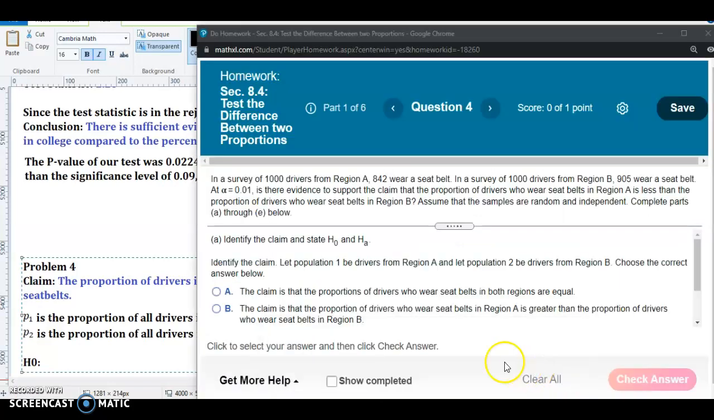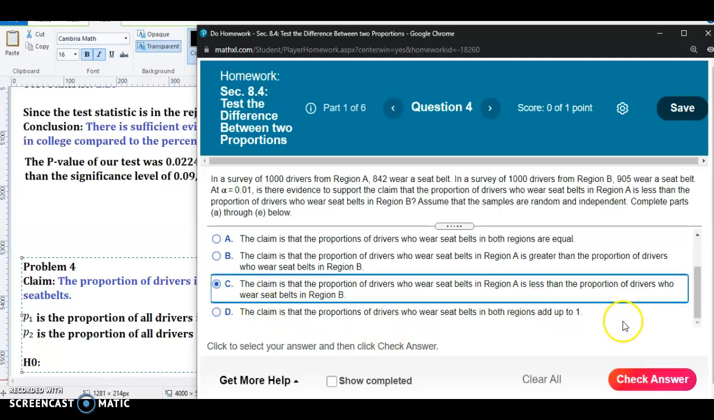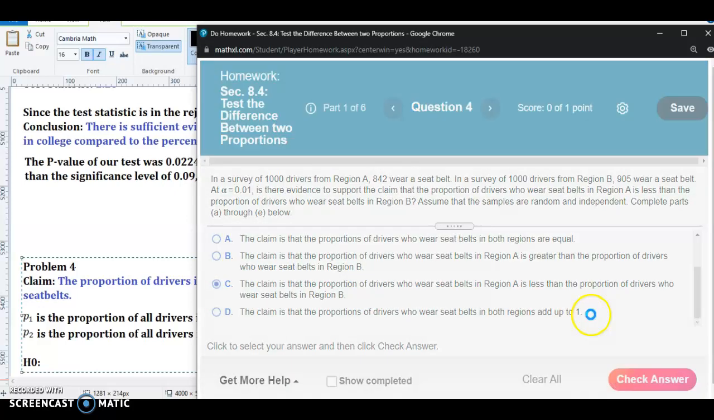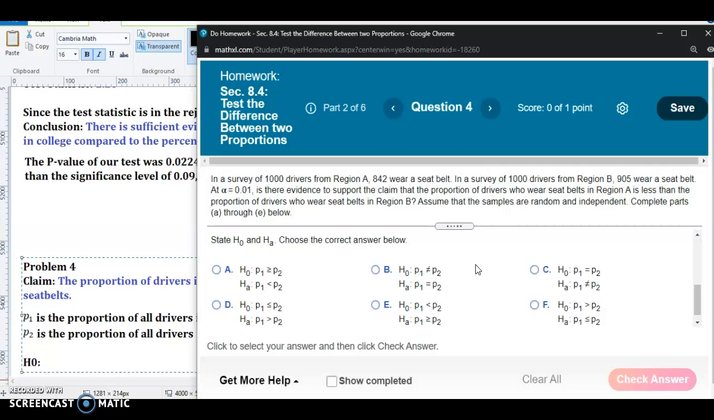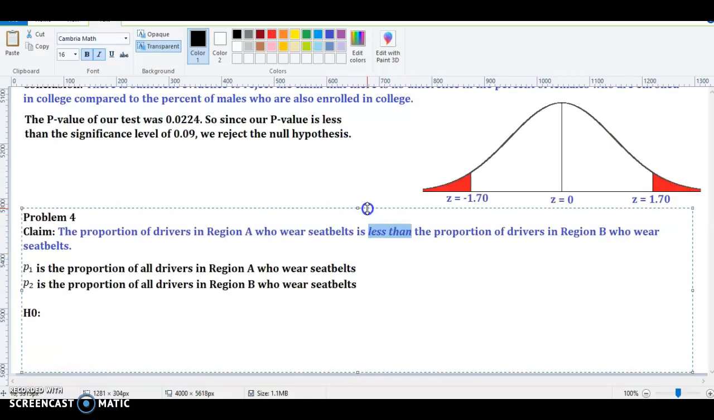So to answer the question, read the answer choices carefully. It looks like answer choice C would be the most appropriate. Next we're going to set up the null and alternative hypotheses. In the claim, the words less than are used. Anytime the words less than, greater than, not equal to, or different from are used in the claim, you translate that to the appropriate symbol and put it in the alternative hypothesis.